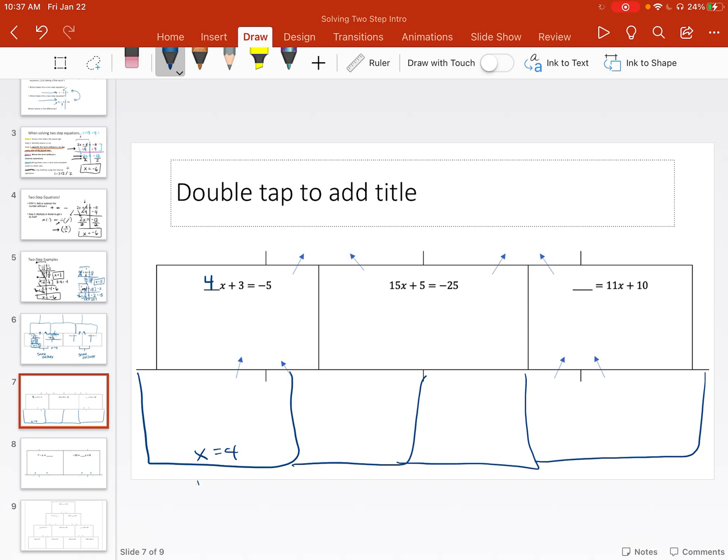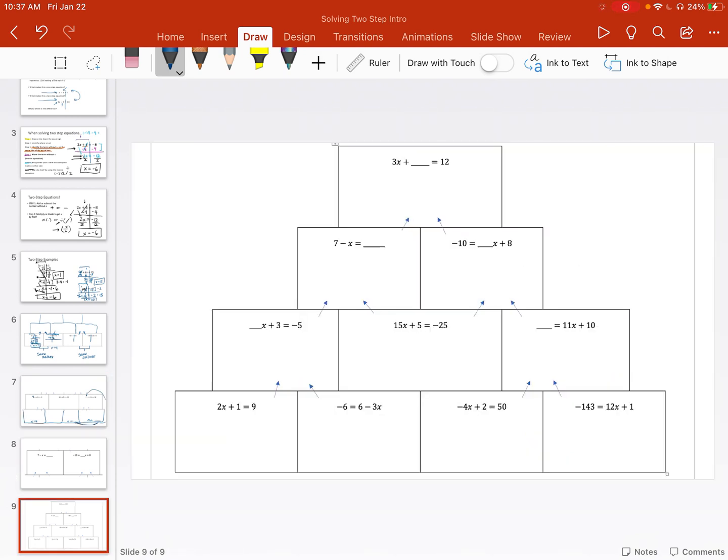So yes, like I was saying, your answer from the first 2 will fill in the blank. So whatever your answer is here, x equals whatever, and x equals whatever, that answer is going to fill in this blank. So on and so on until you work your way up.